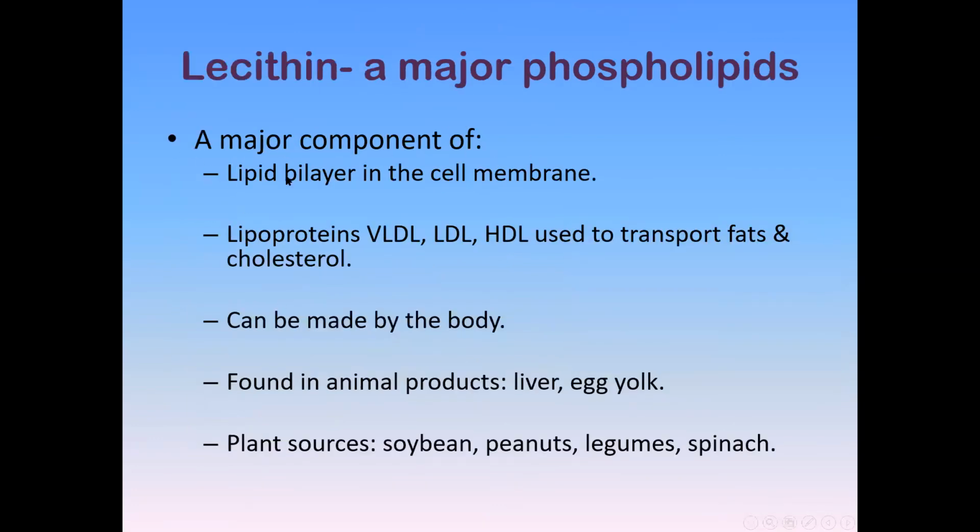Lecithin is a major phospholipid, and it's a major component of the lipid bilayer in the cell membrane. It's also part of the lipoproteins in our blood, the very low density lipoproteins, LDL, HDL, which are used to transport fats and cholesterol. Lecithin can also be made by the body, and it can be found in animal products. For example, liver and egg yolks are very high in lecithin. Plant sources of lecithin are soybeans, peanuts, legumes, and spinach.